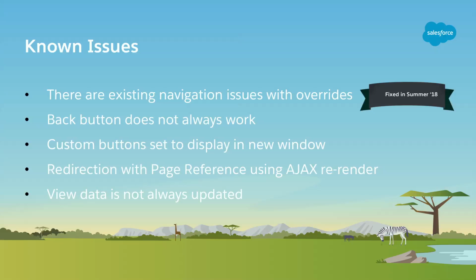I've just listed a couple of others here. Custom buttons set to display in a new window don't really work right in Lightning Experience. It's kind of weird to think about a new window in Lightning Experience when you click on a button, because Lightning Experience doesn't really use tabs that way. There are also issues with redirection with an Apex page reference when you're also using Ajax re-render. And then, like I said earlier, sometimes the underlying view data is not updated with your changes, even though the back end is.